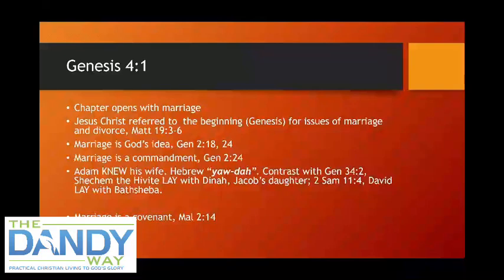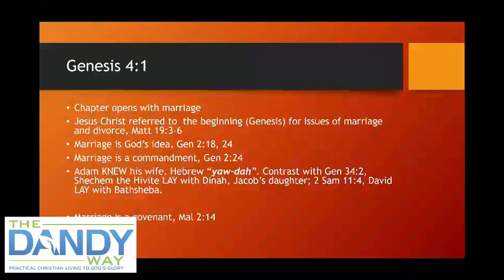like in the case of Shechem, the Hivite, in Genesis chapter 34, verse 2. Let's read that real quick. Genesis 34, verse 2, and I read. And when Shechem, the son of Hamor, the Hivite, prince of the country, saw her, he took her and lay with her. Okay, lay is the word that was used, not knew.